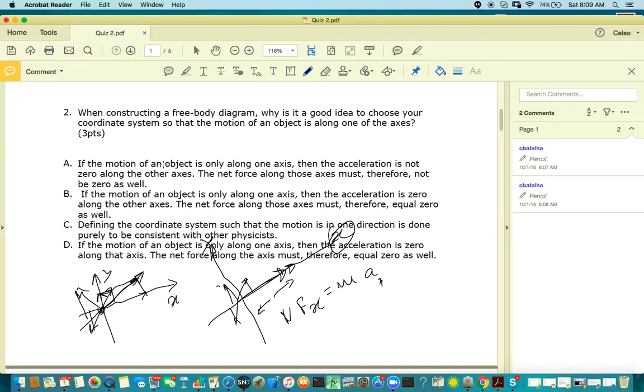So if the motion of an object is only along one axis, then the acceleration is zero along the other axis. This is good. The net force along those axes must therefore equal 0. That's good too. Define the coordinate system such that the motion is in one direction.